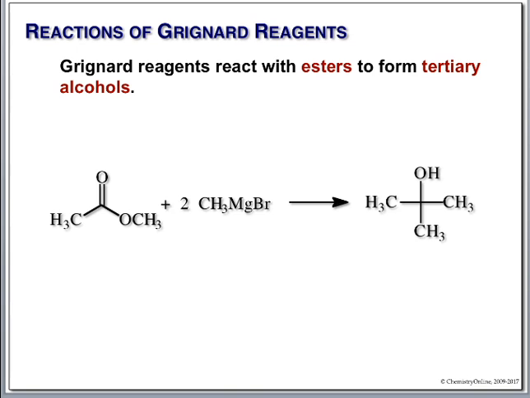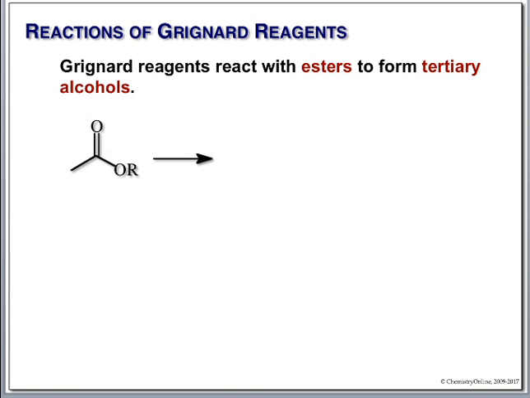Again, this can sometimes be a little difficult for people to grasp. But let's think about this stepwise. Here's our ester. We're going to react this with a Grignard. Remember, the R group here in the Grignard thinks it's a carbanion. It sees this positive carbonyl carbon, and so it attacks. And here's what we get. Now, we could all do that, right? We all understand that so far.